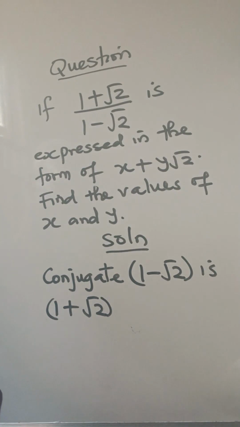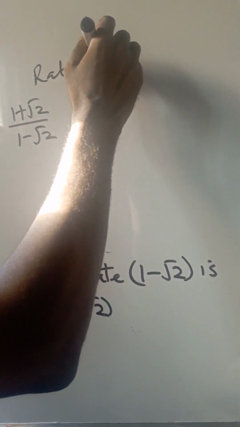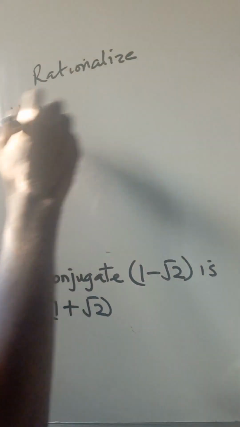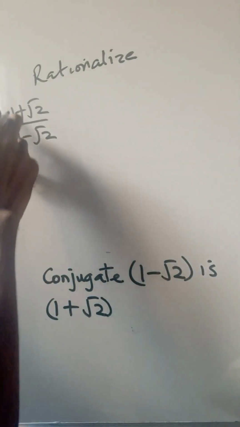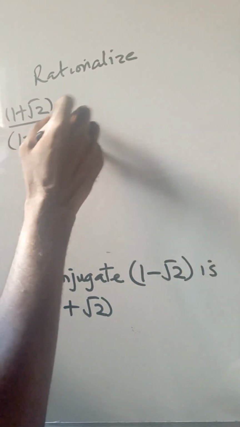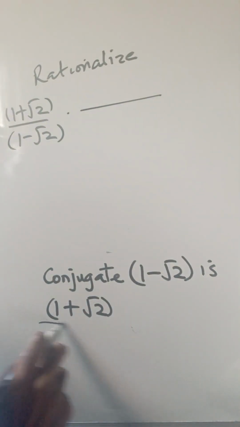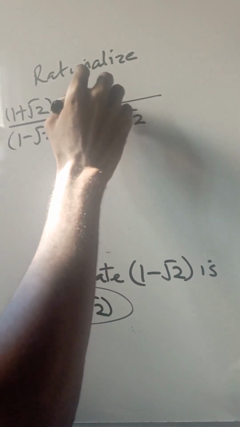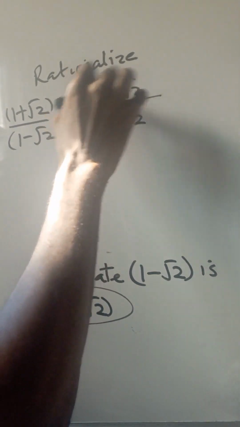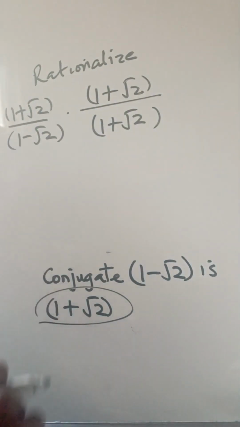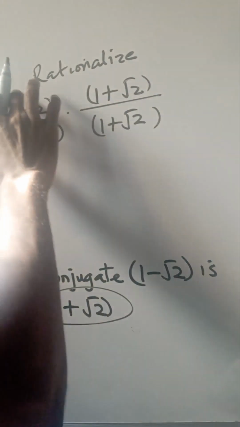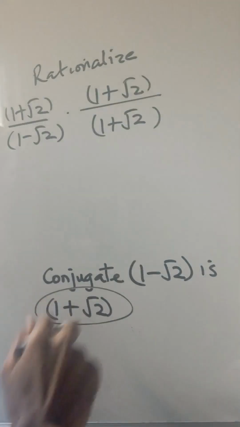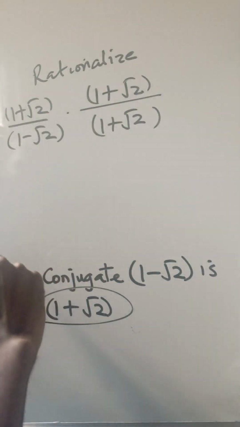So we are going to rationalize the surd above. To rationalize the surd above, all I'm going to do is bring this conjugate here, 1 plus root 2, and also here, to multiply the given equation. Remember this means 1, so this times 1 is still this. That's why we're using this to multiply both the numerator and denominator.